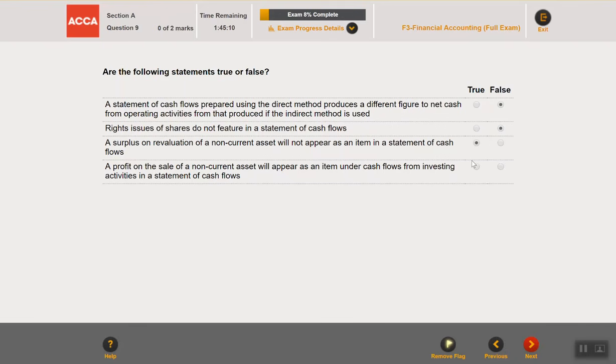Profit on sale of non-current asset will appear as an item under cash flow from investing activities. No, profit comes in operating activities and it is added back to profit before tax. So this is false.